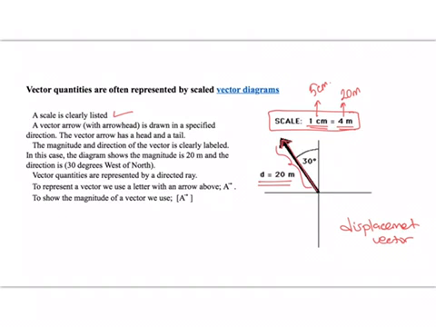We have a tail, which is the beginning of the vector, and this is the head of my vector. And here it has a direction showing 30 degrees northwest of north.